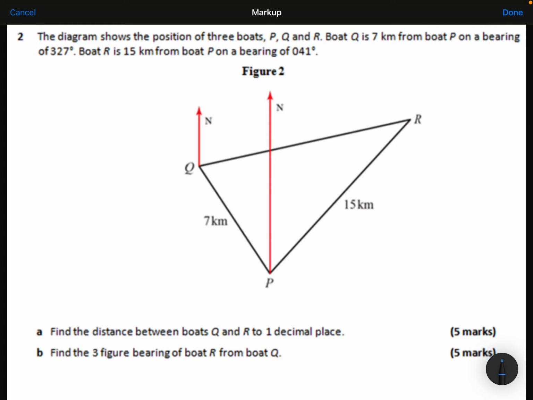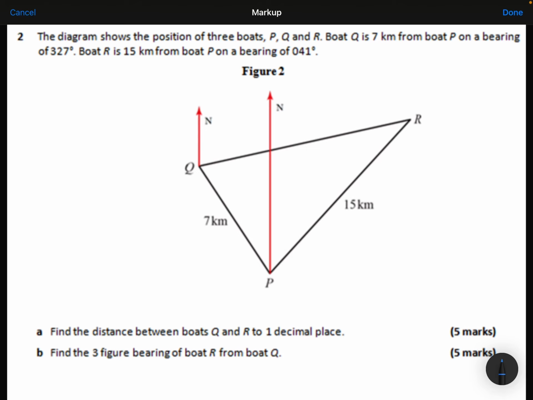The diagram shows the position of three boats, P, Q and R. Boat Q is 7 kilometres from boat P on a bearing of 327 degrees. Boat R is 15 kilometres from boat P on a bearing of 41 degrees. I can see I've been given some of that information in figure 2. Notice that the bearings have not been marked on though, so I need to mark those onto my diagram.